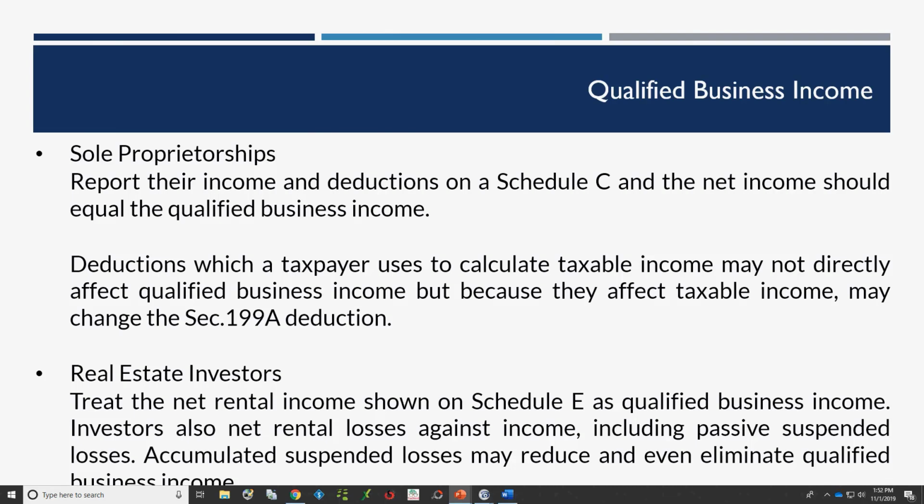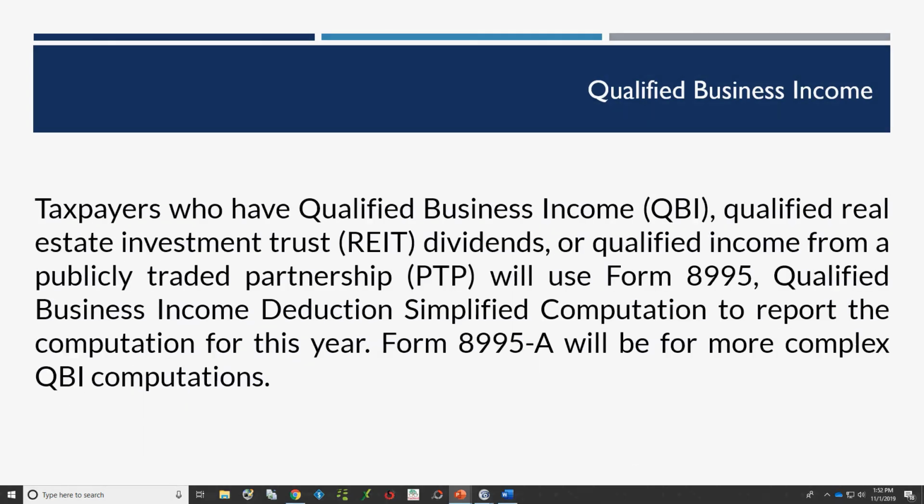I'm not going to talk to you guys about which is which in that piece. We're going to jump ahead a little bit to the new forms. Taxpayers who have QBI, REIT dividends, or qualified income from publicly traded partnerships, the PTP, will use new Form 8995, Qualified Business Income Deduction Simplified Computation, to report the computation for this year. The simplified worksheet is probably going to apply to 99% of your customers, I would guess. Form 8995-A is for the more complex QBI computations.